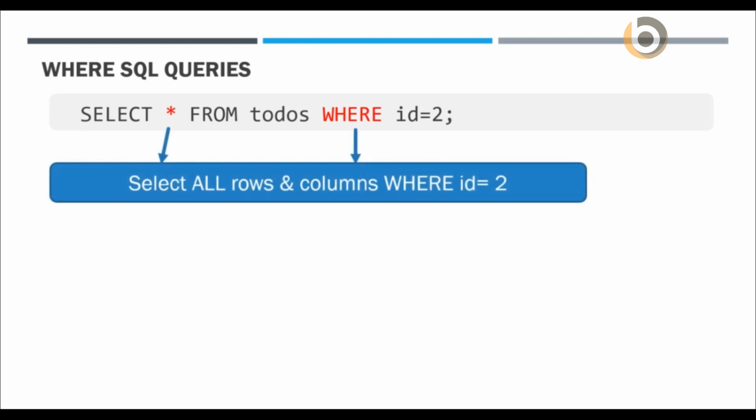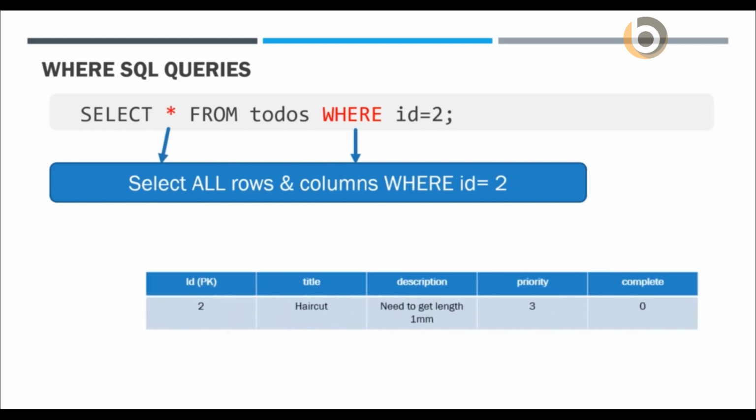And to put this in plain English, this is saying select all rows and columns where ID is equal to 2. And this time when we run the script, we will get our single to-do record, which has an ID, our primary key, that is equal to 2.